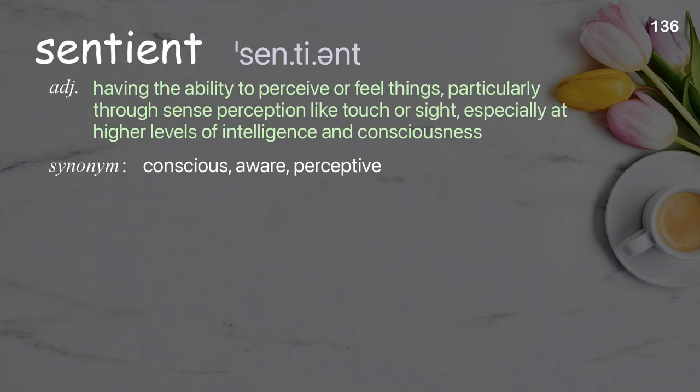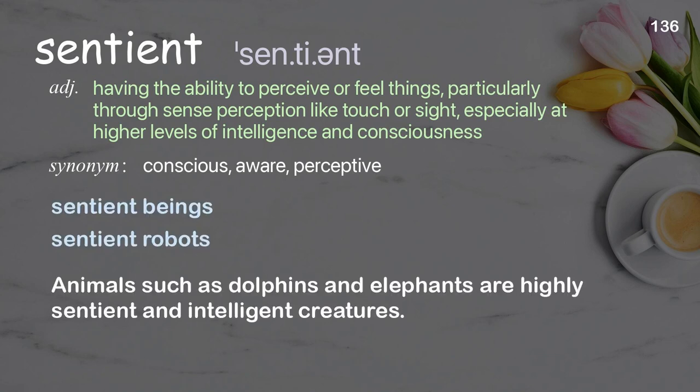Sentient: having the ability to perceive or feel things, particularly through sense perception like touch or sight, especially at higher levels of intelligence and consciousness. Examples: sentient beings, sentient robots. Animals such as dolphins and elephants are highly sentient and intelligent creatures.